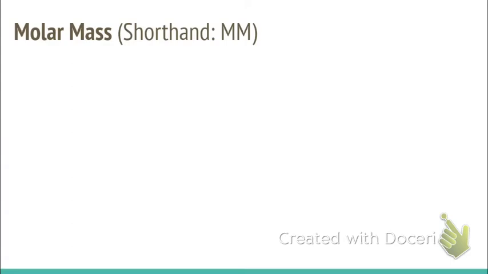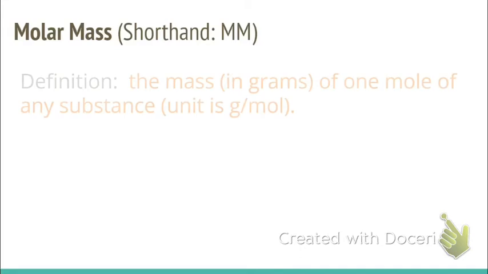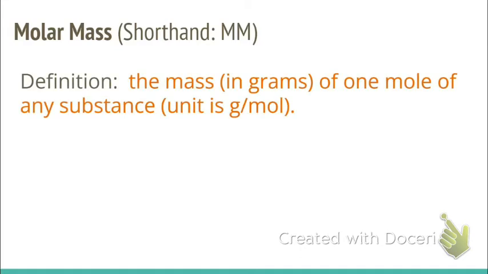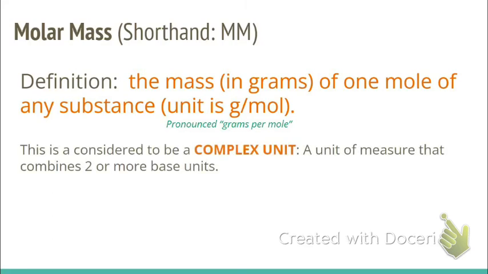So let's start talking about a new term called molar mass. We're going to use the shorthand capital M. The definition of it is the mass in grams of 1 mole of any substance. The unit is g/mol. Yes, we abbreviate mole with mol even though it's only got 4 letters. So don't use just lowercase m because that's meters. You want to use mol. We pronounce this unit as grams per mole. And this is considered a complex unit because it combines 2 or more base units, grams and moles.